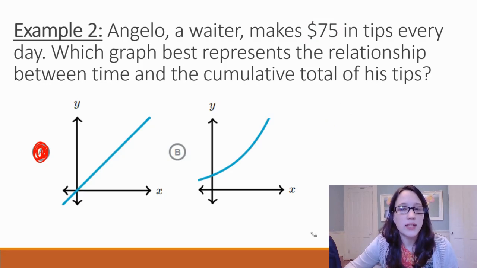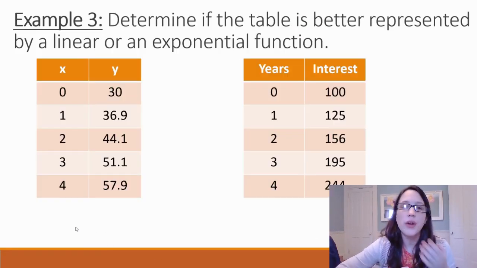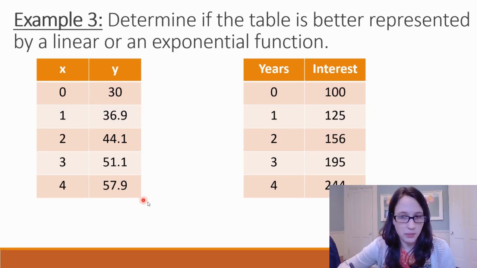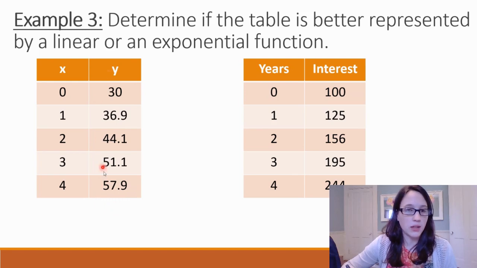All right, and then our last example has us looking at some tables. So we have 2 tables to look at. It says determine if the table is better represented by a linear or an exponential function. So in both cases, we're increasing by the same x each time, 0, 1, 2, 3, 4. And then we have an output, or a y, that's going up by some amount. We need to determine, essentially, if these numbers are going up by the same amount every time, or if they're going up by the same percent every time.